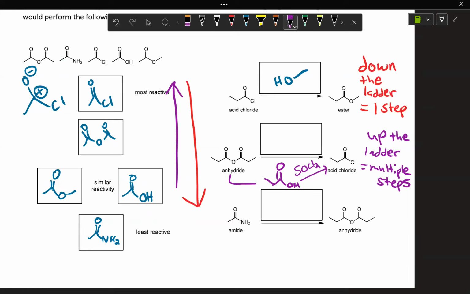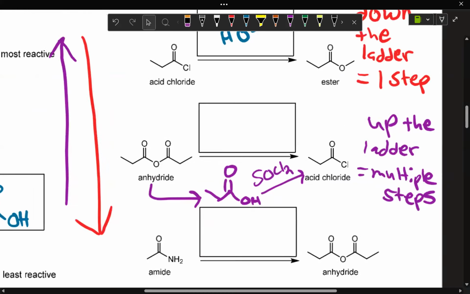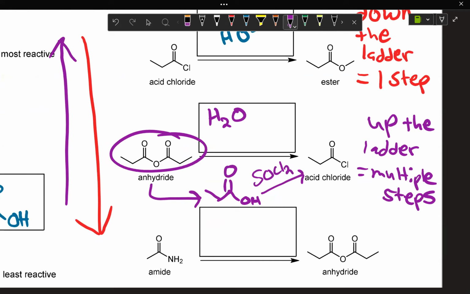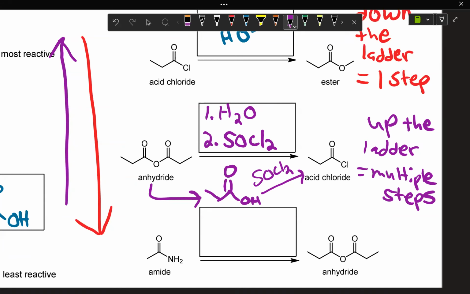So now we have to figure out how we can get from an anhydride to a carboxylic acid. The way to do that is we just need to add an OH group, and we can get that from water. Because anhydrides are pretty reactive, water will just react with an anhydride. If you were working with something else like an ester or an amide, then this would need to be acidic or basic conditions. But an anhydride will react with just water. So the first step is to convert the anhydride to the carboxylic acid. And then following that, we can use thionyl chloride in order to get to our acid chloride.